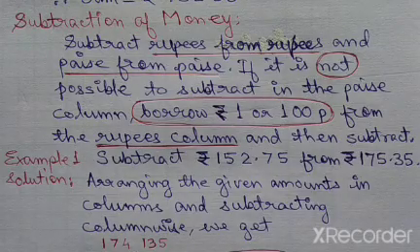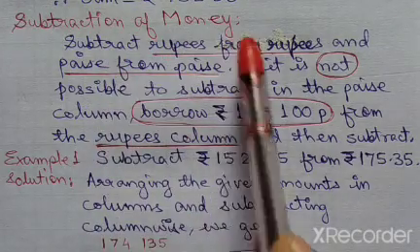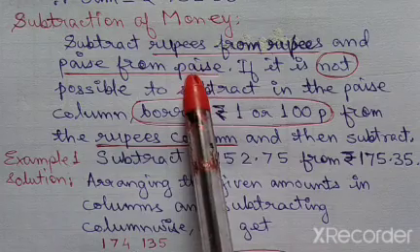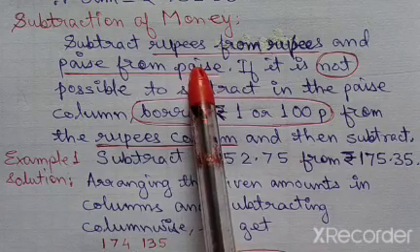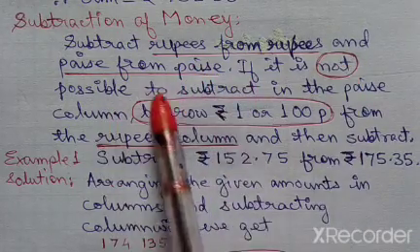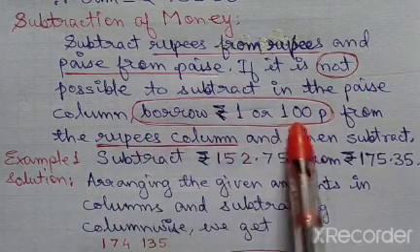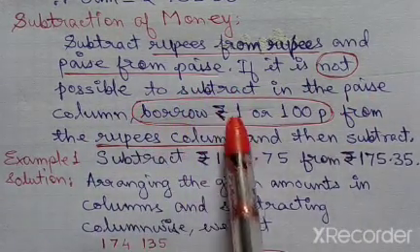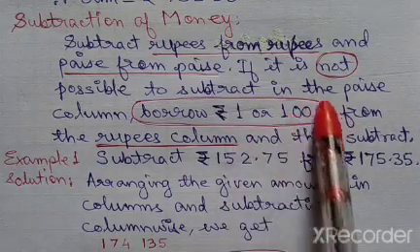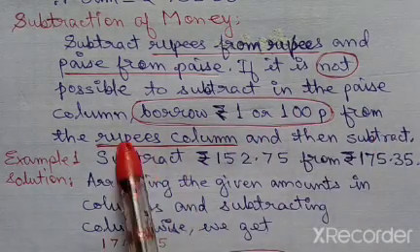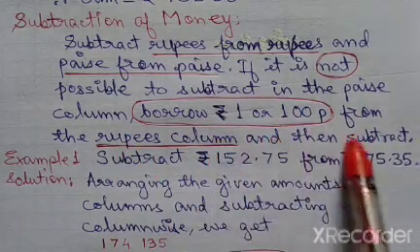So children, what is the rule? Subtract rupees from rupees and paise from paise. It's a very important concept. And if it is not possible to subtract in the paise column, so children, what will you do? Borrow rupees 1 or 100 paise from the rupees column, and then subtract.